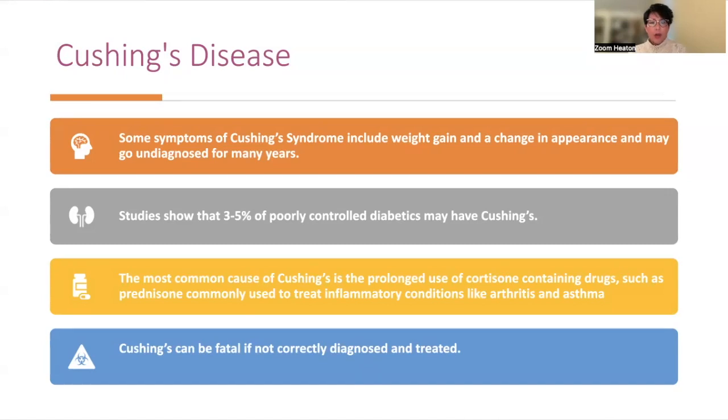And the most common cause of Cushing's is the prolonged use of cortisone containing drugs. So people who are on high doses of steroids like prednisone and over a long period of time for their inflammatory conditions like arthritis or asthma, they tend to develop Cushing's, and it can be fatal if it's not correctly diagnosed or treated.